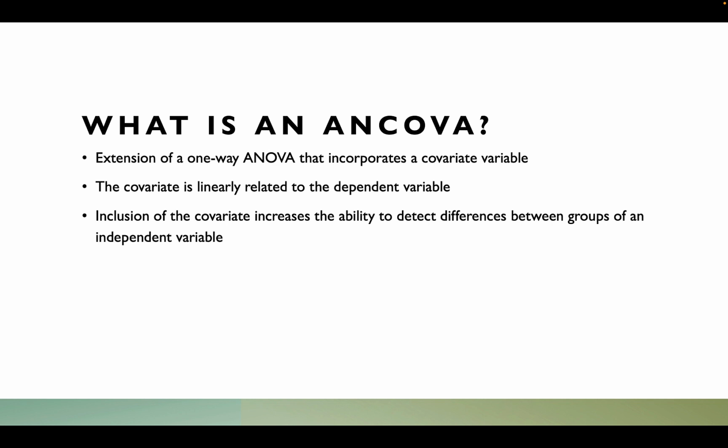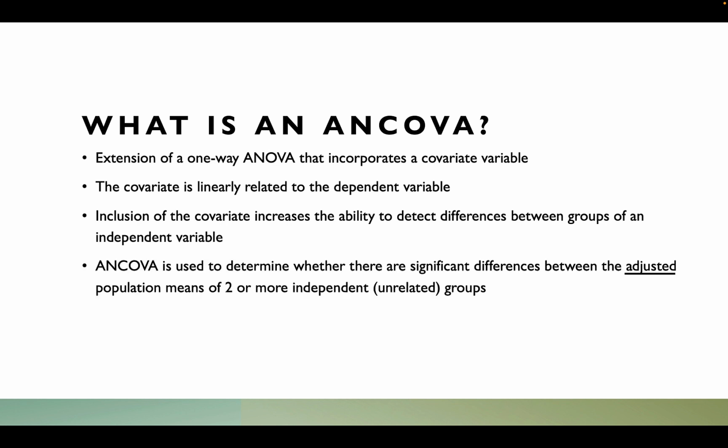So you don't add this covariate out of, say, curiosity, but it's usually because there's this known linear relationship between the covariate and the dependent variable. And you think by including this in the model, you're going to increase your power or ability to detect differences between the groups of the independent variable and the dependent variable. Ancova is used to determine whether there are significant differences between the adjusted, and that's what makes this important and different, the adjusted population means of two or more independent groups.